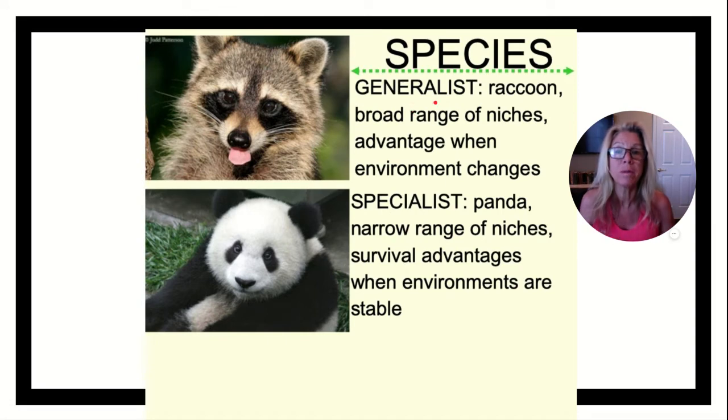So a generalist would be like a raccoon. It can eat a broad range of food, live in various conditions. So it's advantageous because it's a generalist. It can flex. It can move with it, right, when the environment changes.